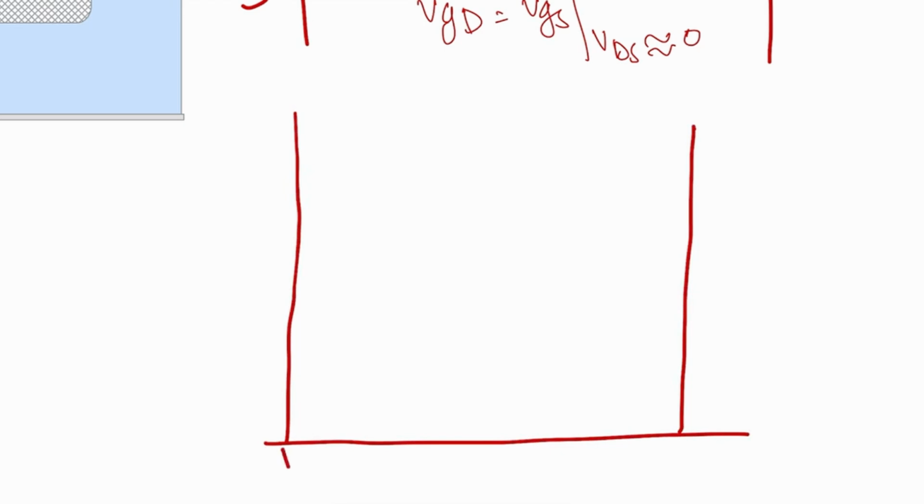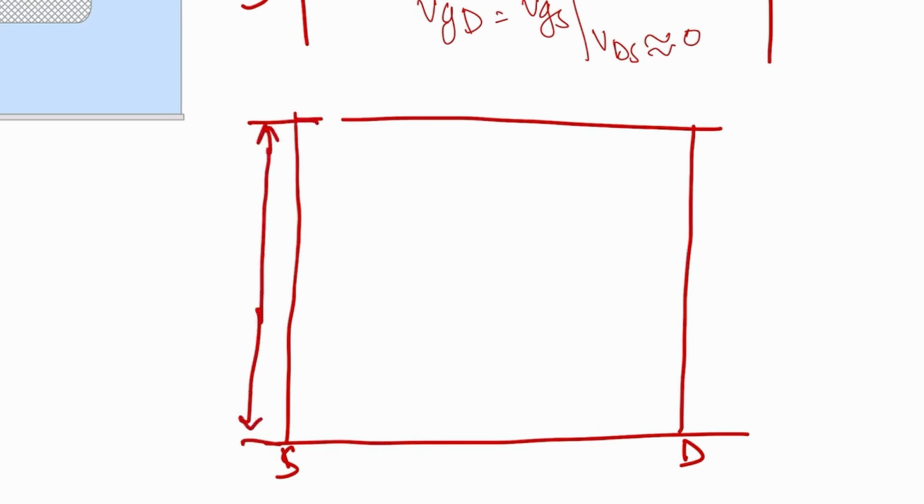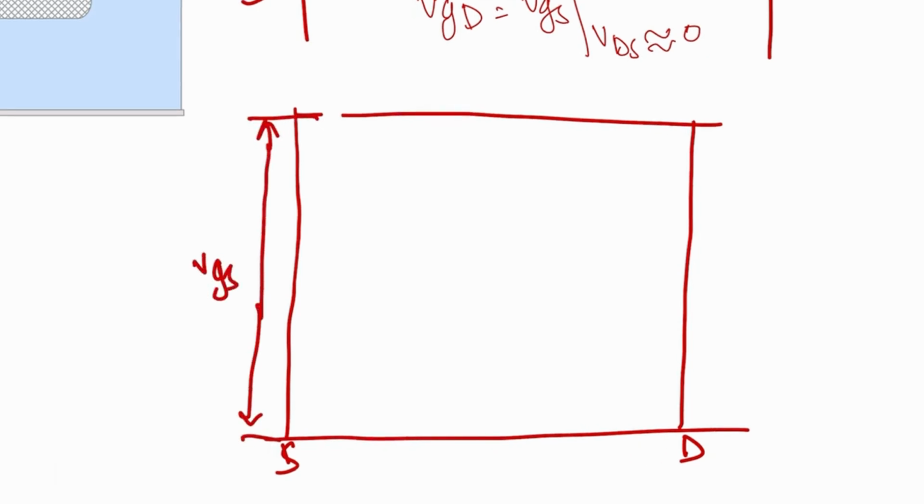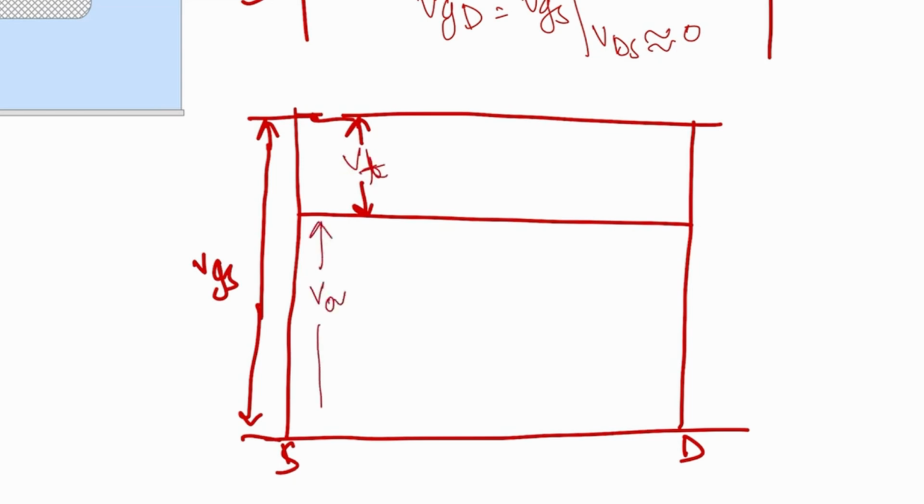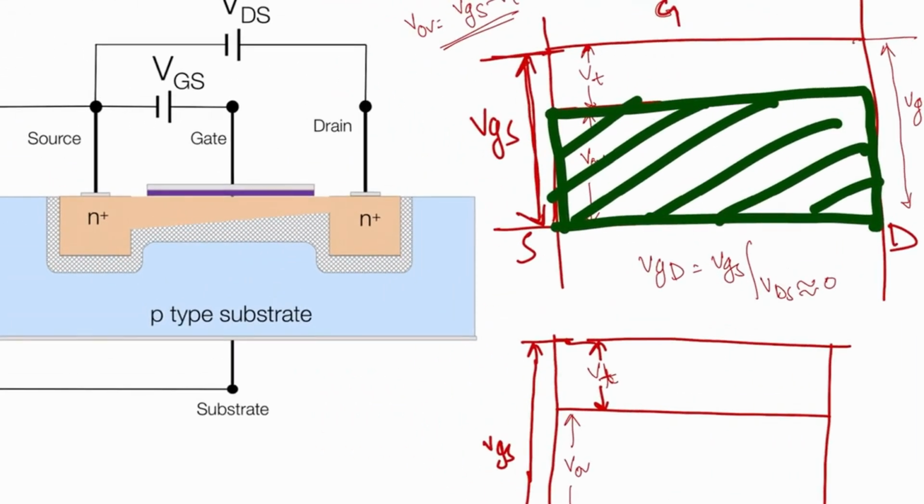Now let's see, this is the source, this is the drain, this is the gate. So this will be the same as last time, VGS. This will be VT, the threshold voltage, and this will be the V overdrive voltage. Now let's change the color and see. You can see here, right? As we increase the VDS, what will happen? The depletion is increased, so the channel width is decreased.